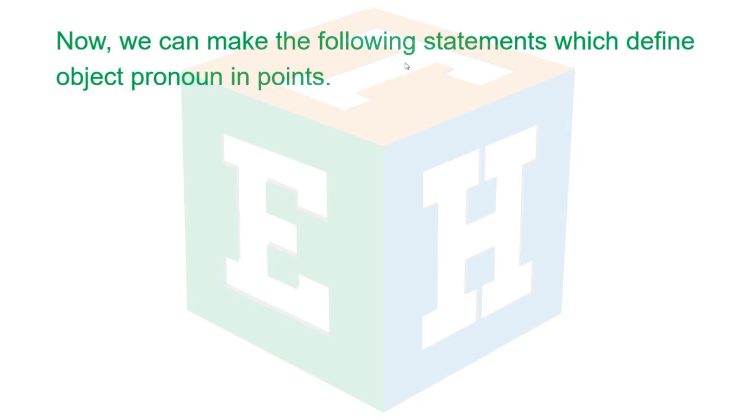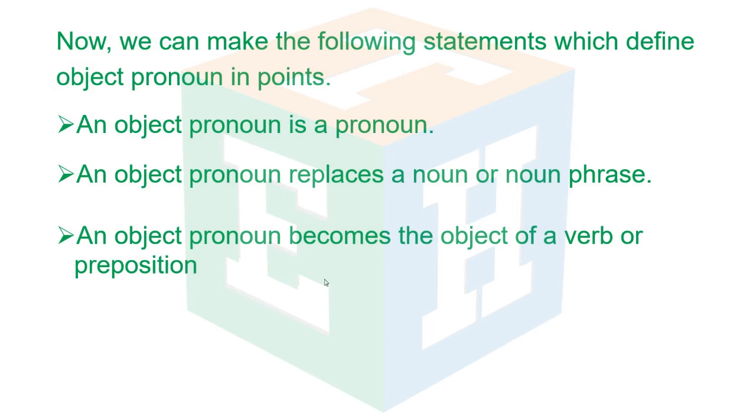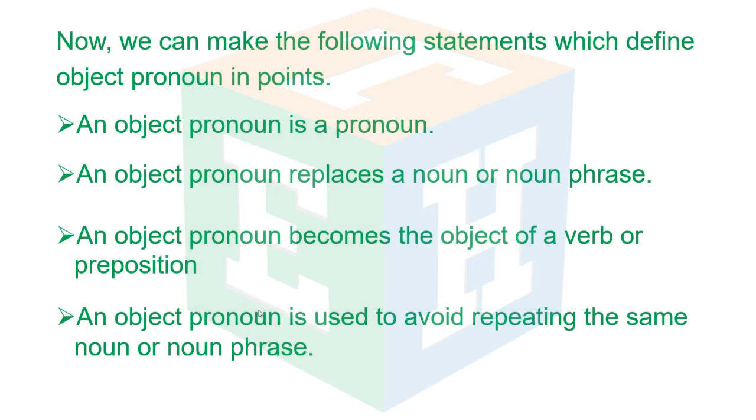Now, we can make the following statements which define object pronoun in points. An object pronoun is a pronoun. An object pronoun replaces a noun or noun phrase. An object pronoun becomes the object of a verb or preposition. An object pronoun is used to avoid repeating the same noun or noun phrase.